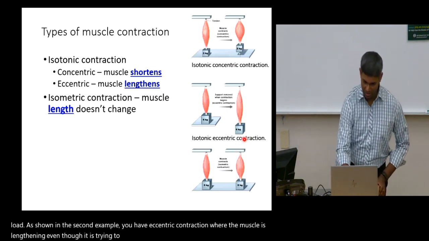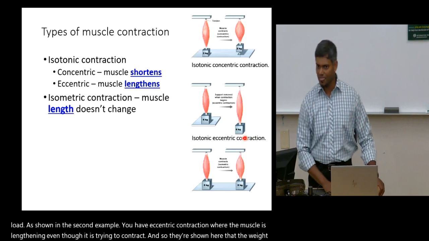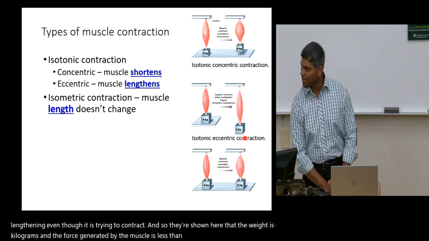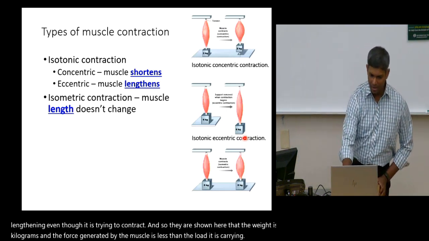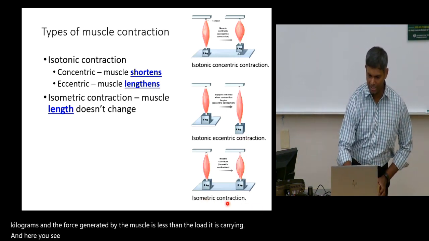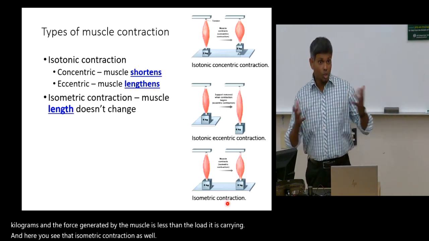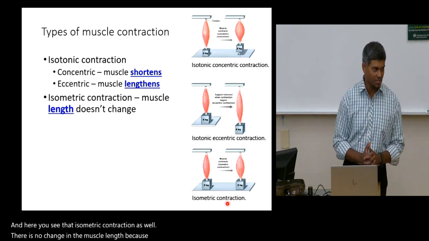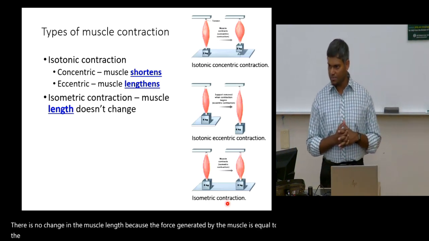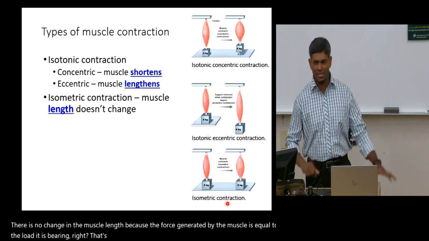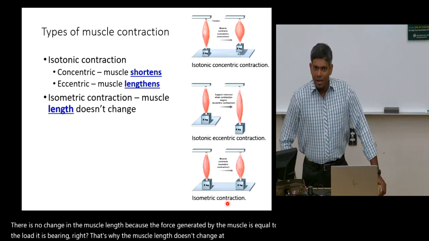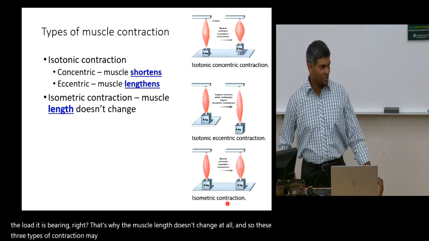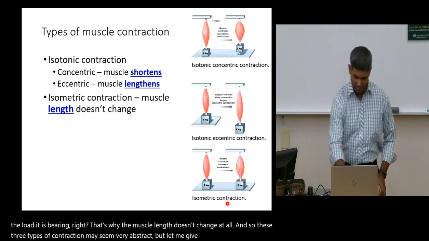They've shown here that the weight is 6 kilograms and the force generated by the muscle is less than the load it is carrying. And here you see that isometric contraction is where there is no change in the muscle length, because the force generated by the muscle is equal to the load it is bearing, right? That's why the muscle length doesn't change at all. These three types of contraction may seem very abstract, but let me give you a real life analogy.